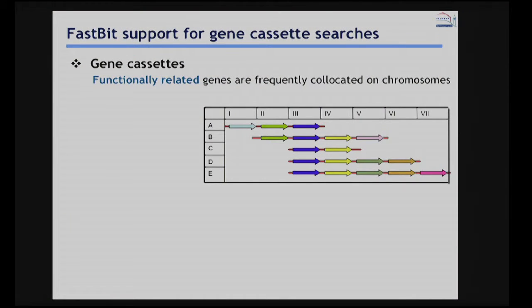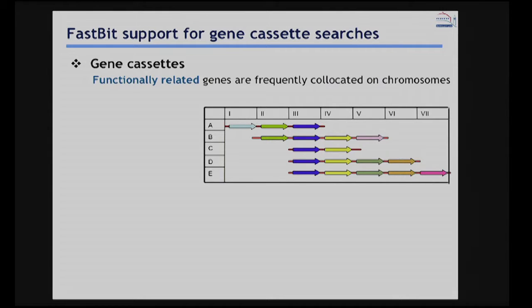And Victor also mentioned FastBit. We use this in one of the important operations, the cassette search. You can see here, each colored arrowhead is a gene, and the line shows how genes line up. Why is this important? Because from a biological point of view, usually genes related to the same function are lined up close together. So we want to know how they are related and how the functionality of these genes connects.